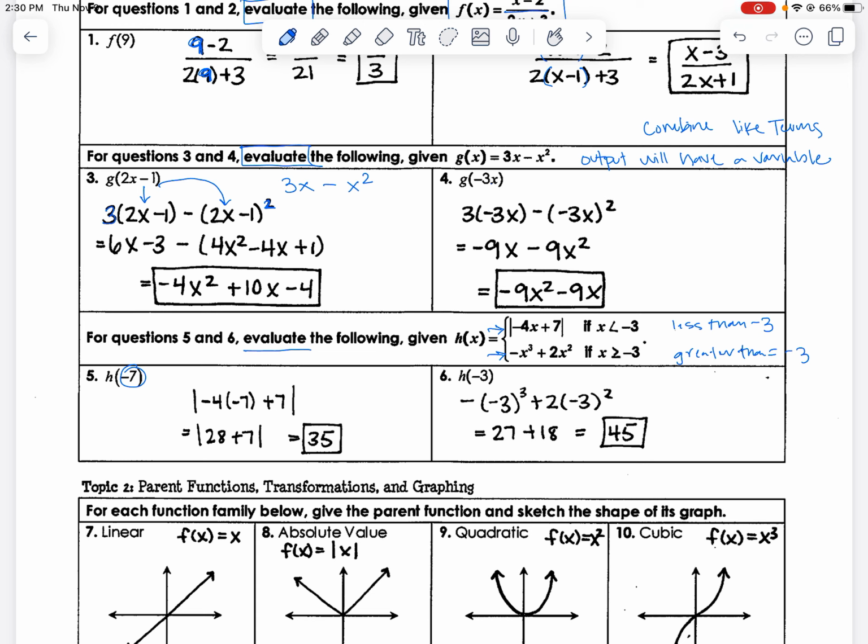Same thing with negative 3. Now I'm choosing the second equation because the domain restriction is for all numbers greater than or equal to negative 3. Okay, this is evaluating functions. Corresponds to section 1.1 that we worked on.